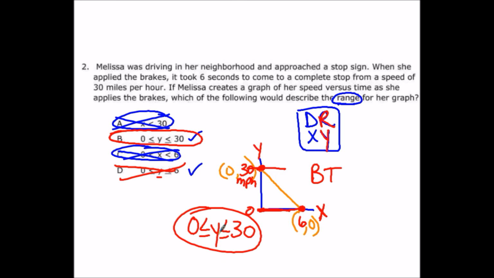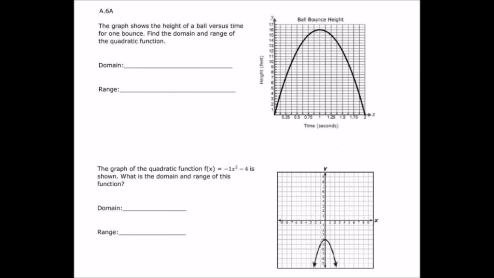All right, pretty simple problem there. We're going to go ahead and move on for time purposes. Next, we got here 6A. We're looking at domain and range of a quadratic. So the graph shows the height of a ball versus one bounce. Find the domain and range of the quadratic function.